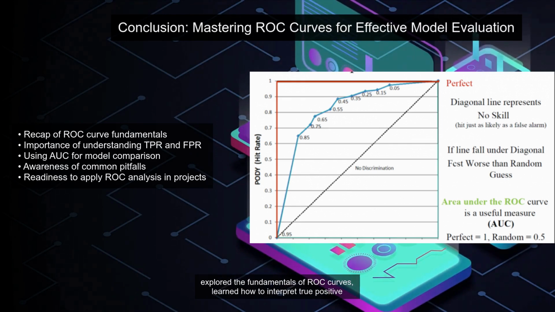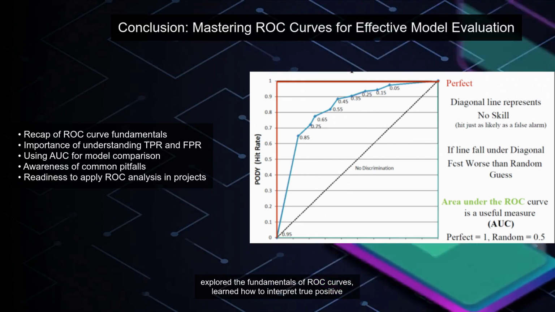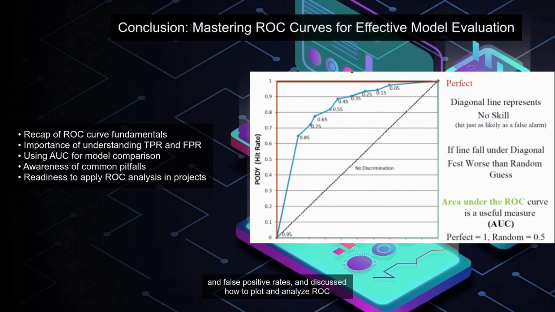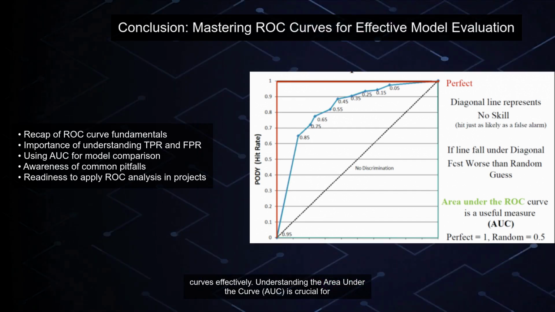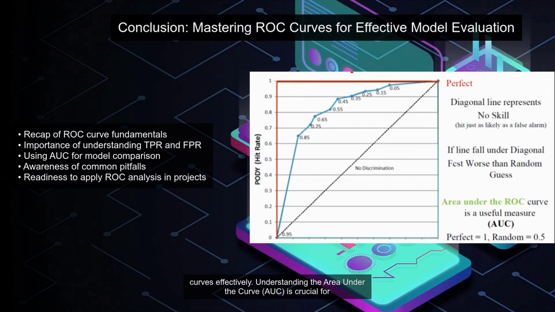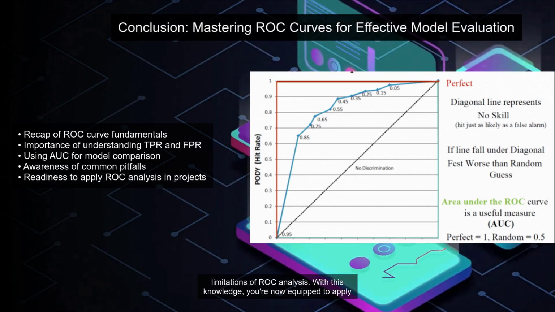We've explored the fundamentals of ROC curves, learned how to interpret true positive and false positive rates, and discussed how to plot and analyze ROC curves effectively. Understanding the area under the curve, AUC, is crucial for comparing models, but remember to be mindful of the common pitfalls and limitations of ROC analysis.